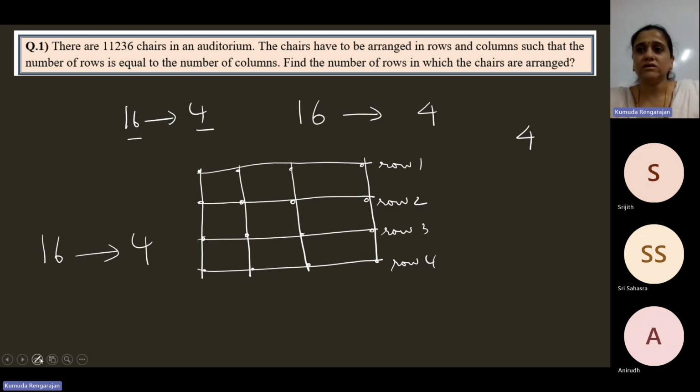And you can find the square root using the long division method or the prime factorization method, but choose the long division method. If nothing is mentioned, always go for the long division method.